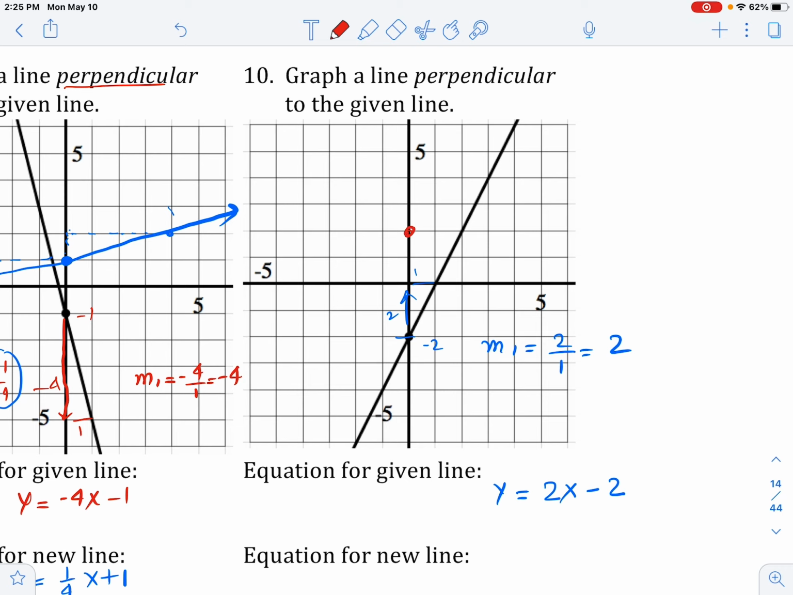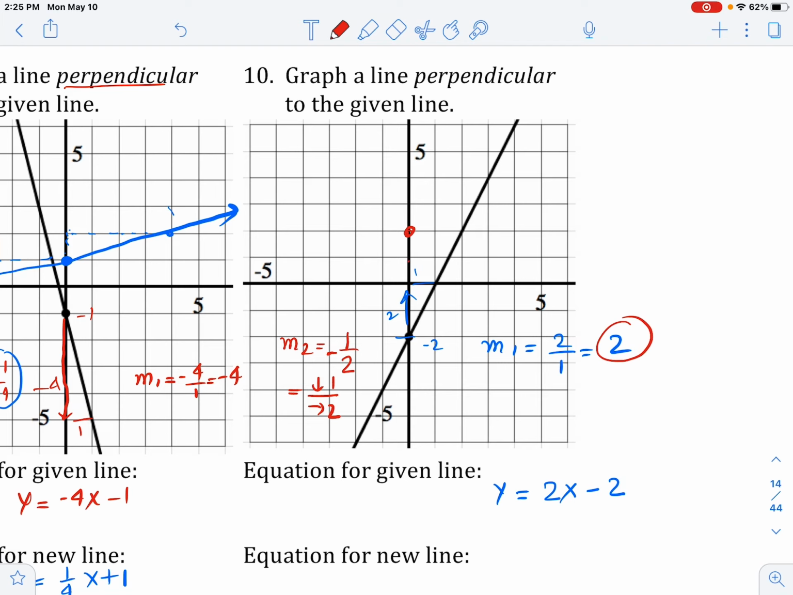If I'm taking this one, I got m1, so I have to find my m2. Flip that number, this 2 becomes 1 over 2, and I have to change the sign, so it becomes negative. Negative 1 over 2 means I have to go down by 1 and run by 2.